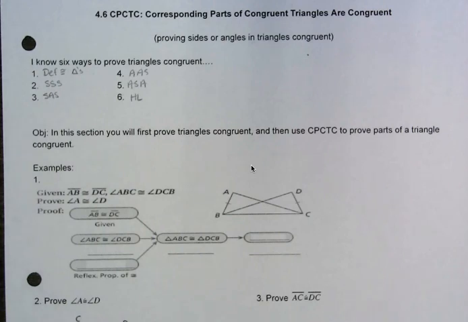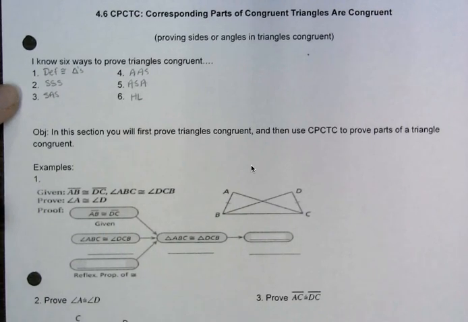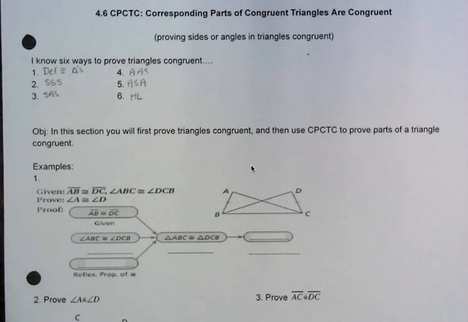So far we've learned 6 different ways to prove triangles are congruent. We've used the definition of congruent triangles, side-side-side, side-angle-side, angle-side-angle, and hypotenuse leg. And remember, hypotenuse leg is for right triangles only. So here's our objective. In this section we're always going to still use one of these 6 methods to prove the triangles are congruent. Then we'll use CPCTC to say that their parts are congruent.